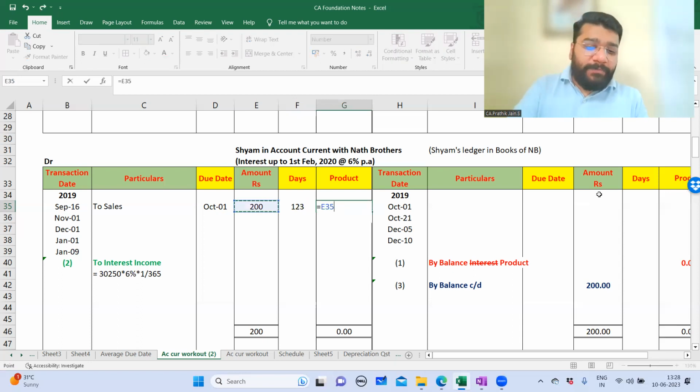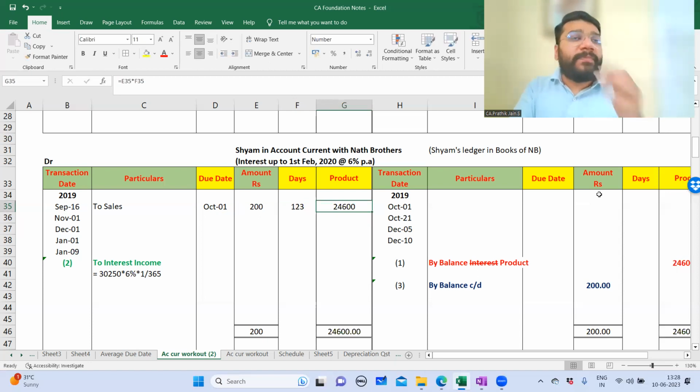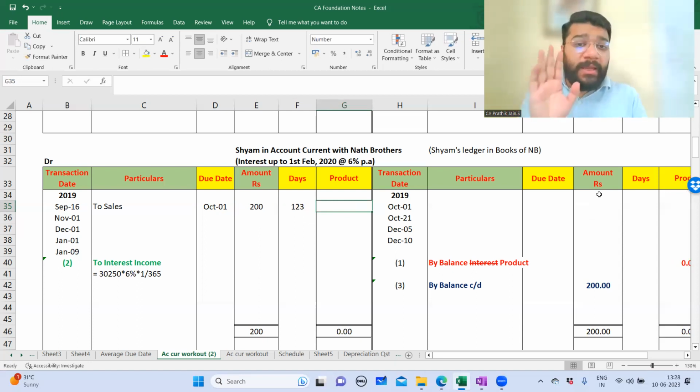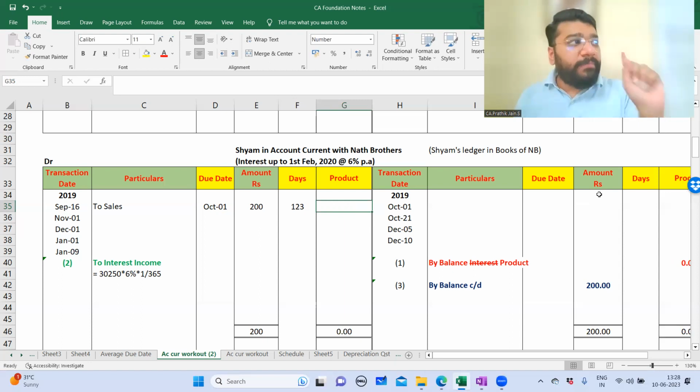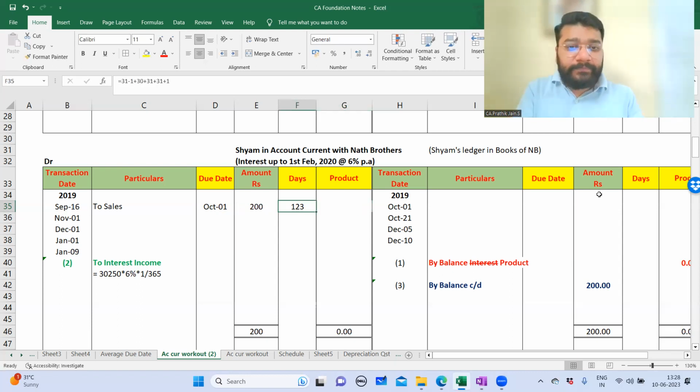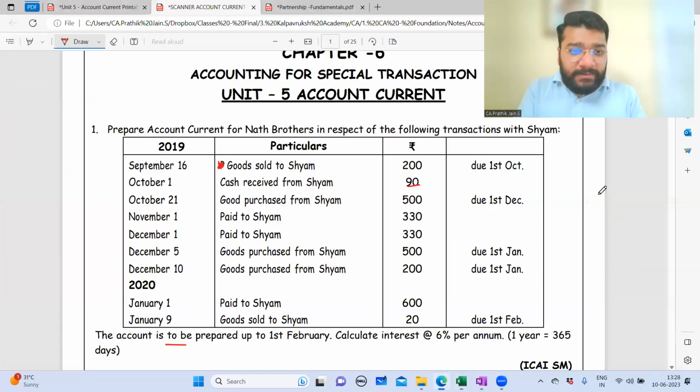Amount into days is equal to product. Now you don't do the product here. What we'll do is use the calculator later, with the M plus and MRC function. As of now, just fill amount and days, leave product. Product we will multiply using the calculator with M plus MRC function. Please hold, don't write the product. We'll fill in the other details.